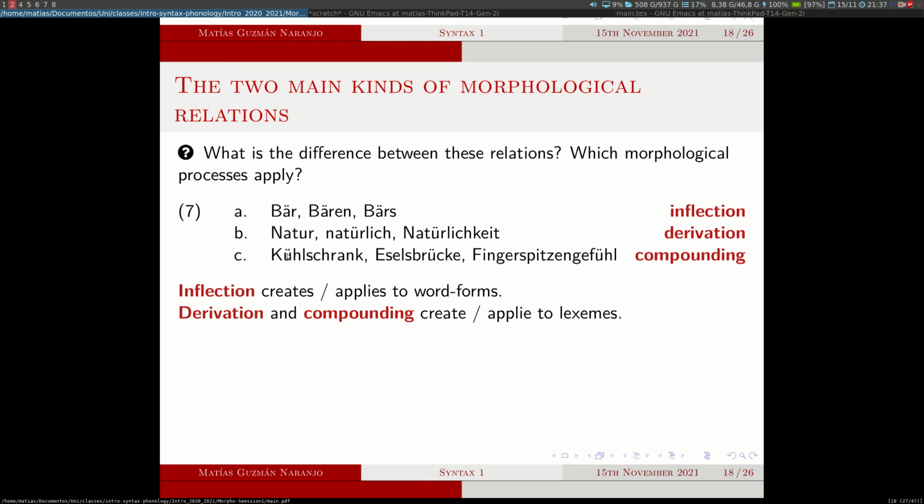And in C, here we have what are called compounds, which is when we take two different words and put them together to build a new word. German does this quite extensively. It's famous for that, for its infinitely long compounds. Here's just a couple of examples.